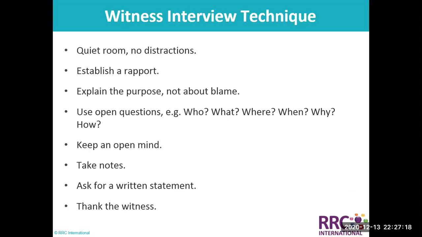Witness interview technique: have it in a quiet room, no distraction. Establish a rapport. This investigation is carried out because we want to ensure we improve the system. It's not about blaming anybody. We want to ensure this thing does not occur again, our workers are safe, and we need your cooperation to be able to find out what happened, what we failed to do, or what we need to be doing to prevent this incident from occurring again. Use open questions like who, what, where, when, why, and how, and then keep an open mind. Don't just narrow your mind to one end.